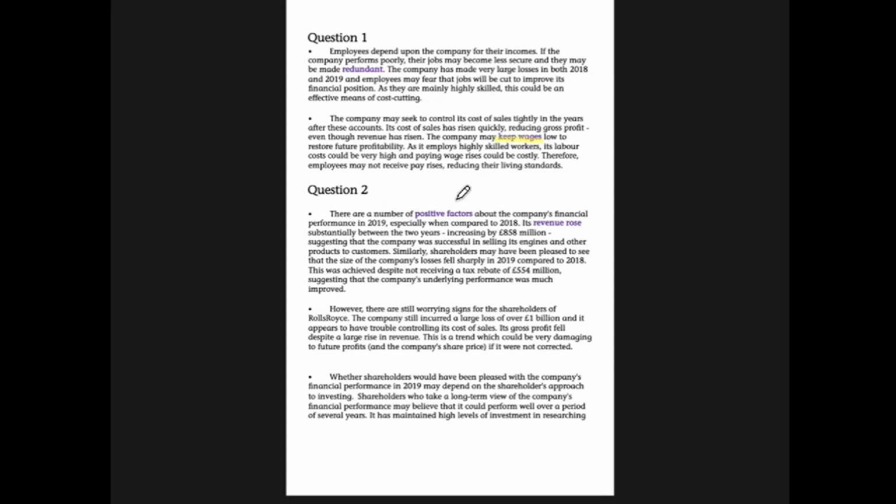All right. Its cost of sales has risen quickly, reducing the gross profit, even though the revenue has risen. So the revenue of the business is good. We looked at I think in excess of some 15 billion in one particular year. However, its cost of sales is very high. One of the cost of sales is the wages, and then the company will seek to reduce the wages so that they can make a good gross profit.